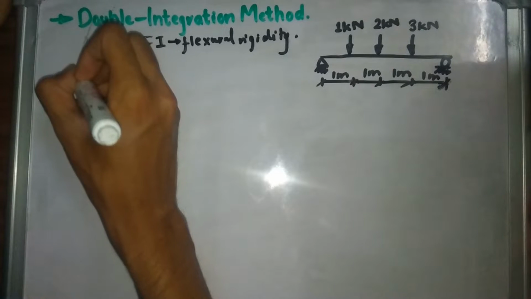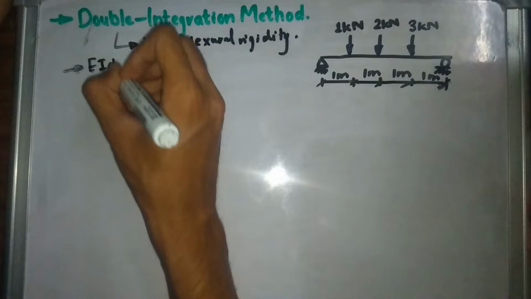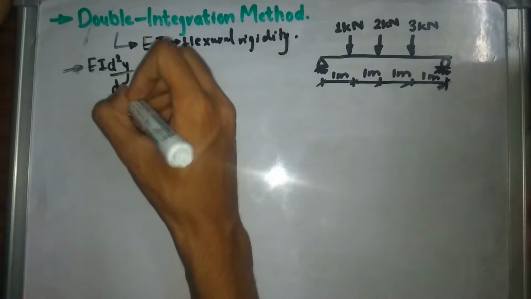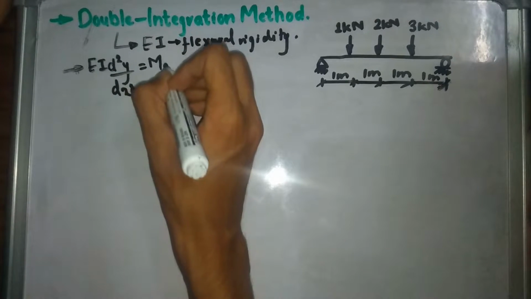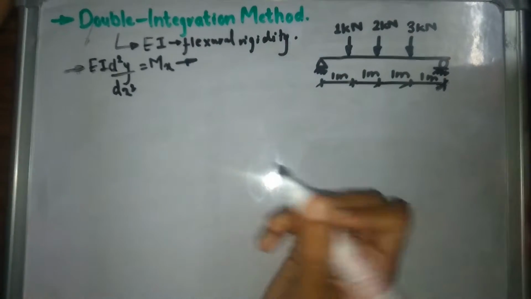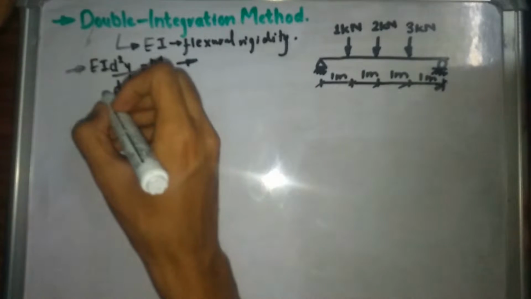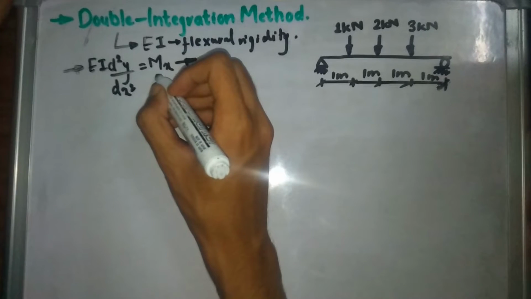First of all, we are going to use our simple formula: EI d square y divided by dx square equals Mx. This is our differential equation for deflection. We're not going to talk much about this; we're going to talk about how we're going to use this formula.